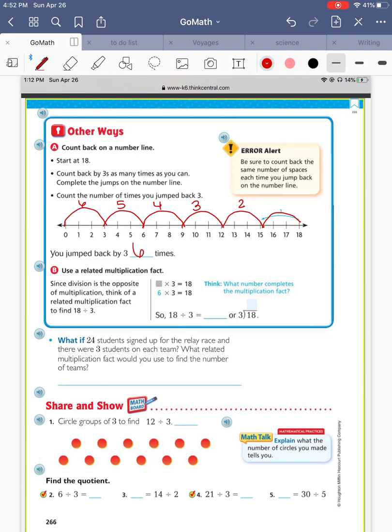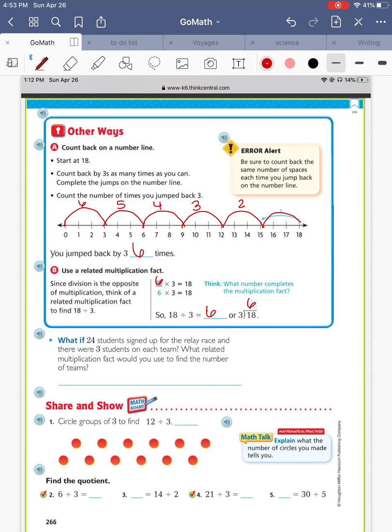And then you can also use related multiplication. Since division is the opposite of multiplication, think of related multiplication facts to find 18 divided by 3. So 6 times 3 is 18. So 18 divided by 3 would be 6.